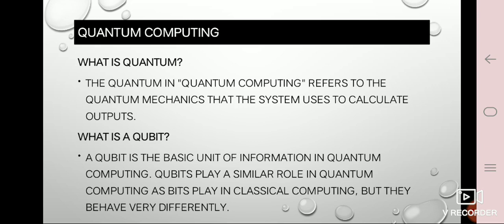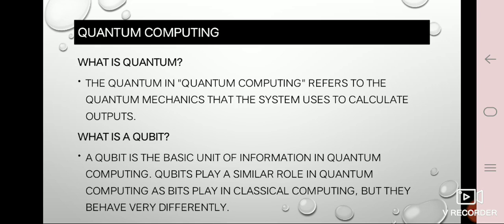So what is a qubit? A qubit is the basic unit of information in quantum computing. Qubits play a similar role in quantum computing as bits play in classical computing, but they behave very differently. How does a regular classical computer store information? A regular computer stores information in a series of zeros and ones. Different kinds of information such as numbers, text, and images can be represented this way. Each unit in this series of zeros and ones is called a bit. So a bit can be set to either 0 or 1.